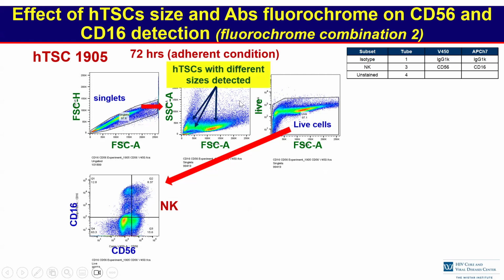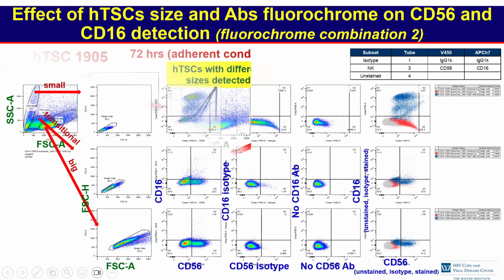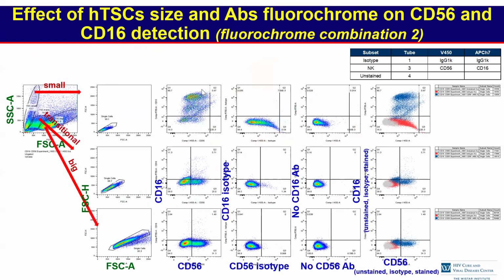Again, we have the three populations, so we gated them in the same way. And here we see that there is a difference: the big ones seem to express more of the 56, and the small ones seem to express more of the CD16. So again, here I'm showing you the isotype, the unstained, and all three combined. Okay, so we see that the small and the big populations seem to have a difference in the expression of CD16 and CD56 markers, with the big ones expressing mostly the 56 and the small ones expressing mostly the CD16.